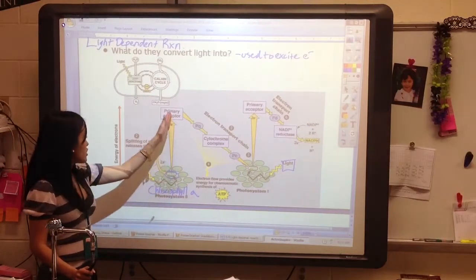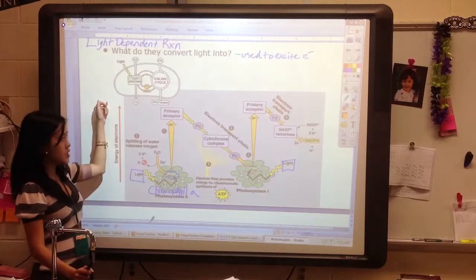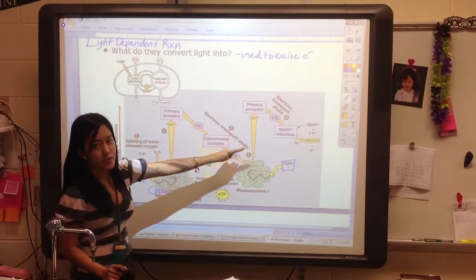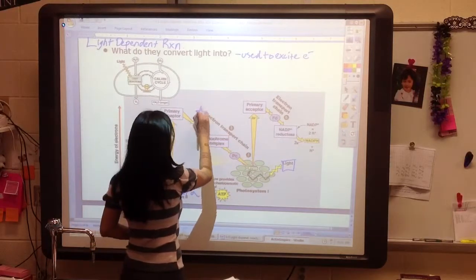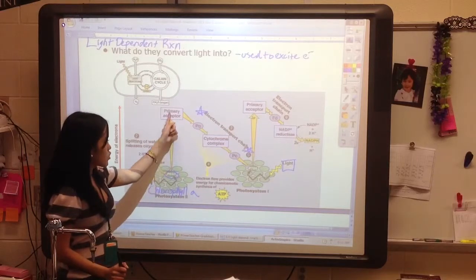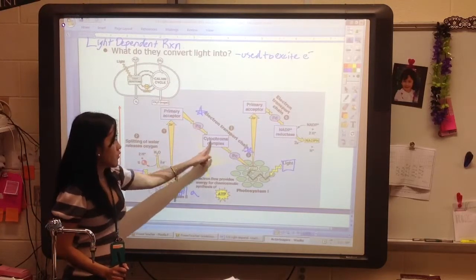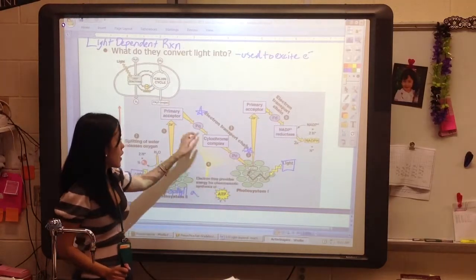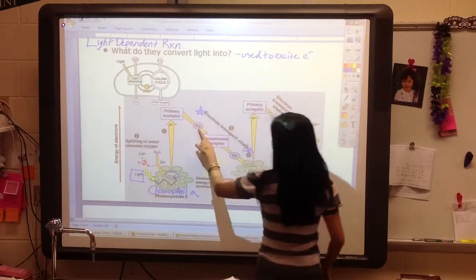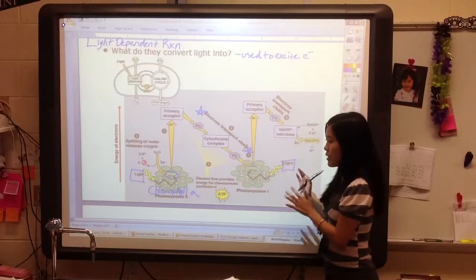So as our electrons move up, they're high in energy. As they're high in energy, they're going to move through an electron transport chain. This is going to be very similar to what we saw in respiration. These electrons will move through various proteins, okay? PQs and cytochrome complex, another PC, all electrons creating this gradient.